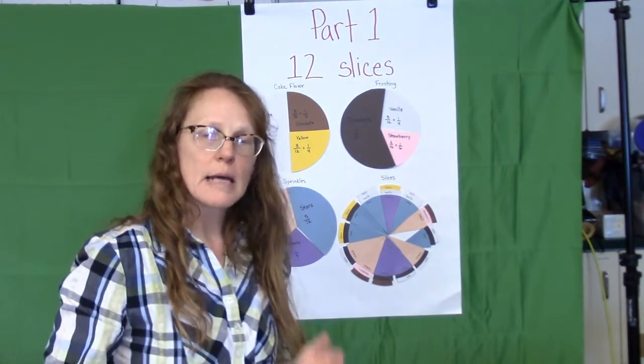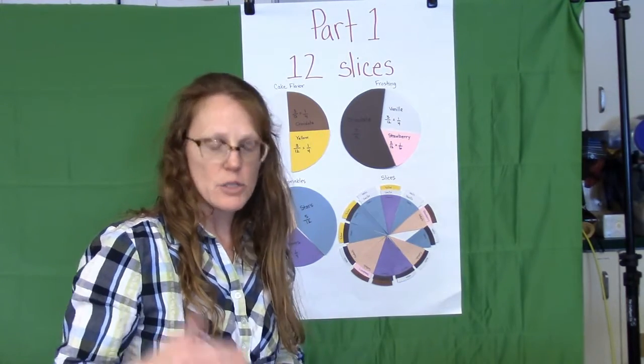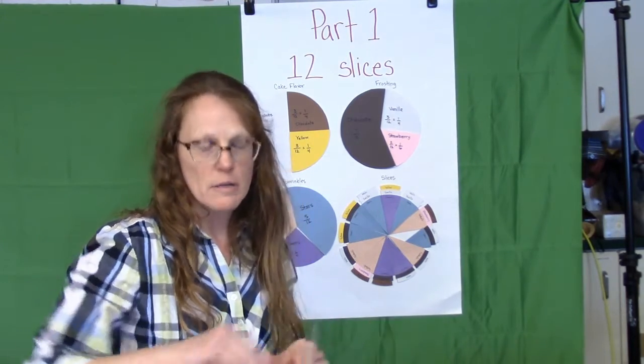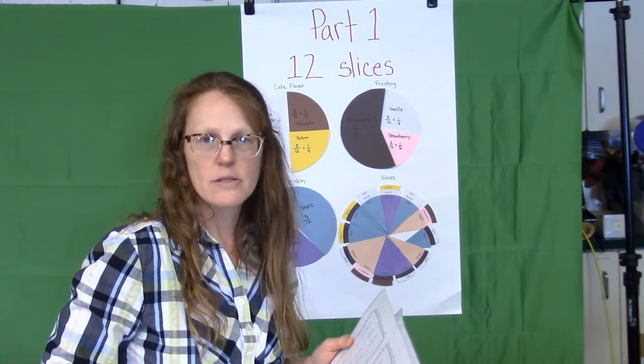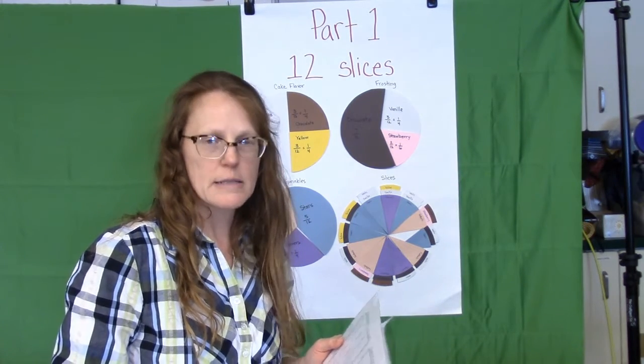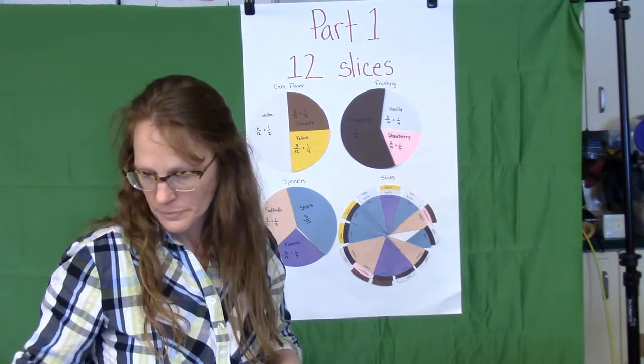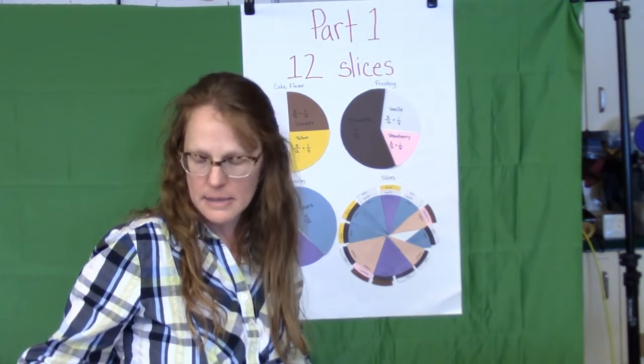So now you just need to go through all of these and do it for each of the 12 kids so that you know what they want on their slice of cake. So go ahead and pause it and do that tallying. Okay, so your tallying is done.